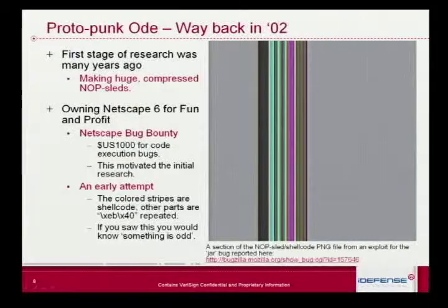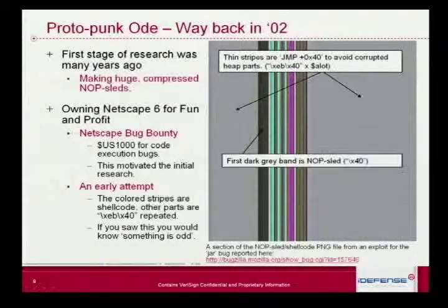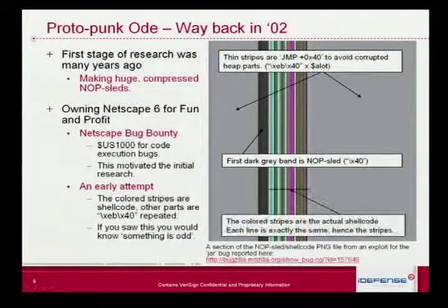The image you see on the right there, the stripes, are some jump instructions, which, because most of the vulnerabilities I found were heap related, were to jump over any of the corruption that occurred. The first dark gray band there is something to jump into, so it doesn't jump partway into the code. And the colored stripes themselves are the actual shellcode. Because each line is exactly the same, it makes the stripes.